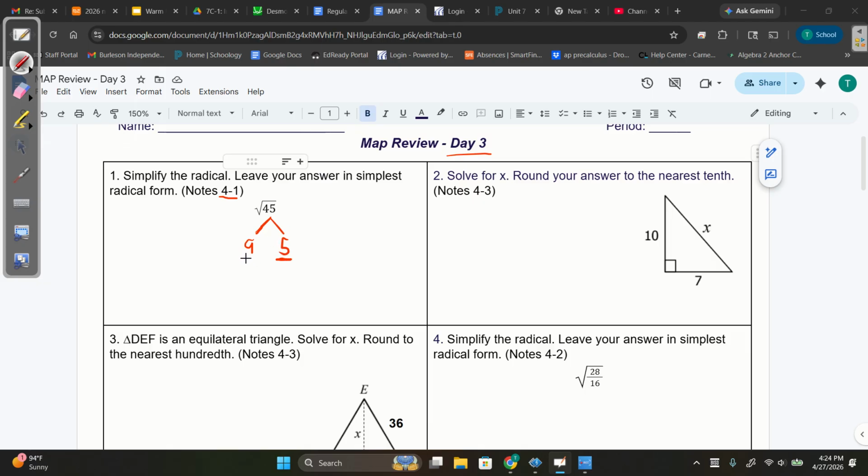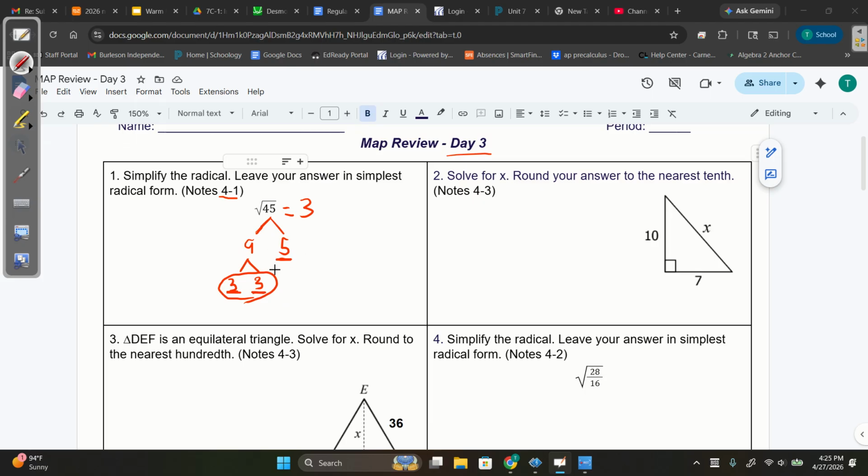But 9 can keep getting divided. 9 can be broken up into 3 times 3. Both of those are prime, so I underline it. At this point, I have nothing else left to factor. So now I ask myself, do I have any pairs? If I have a pair of numbers, I can take them out in groups of 2. So I have a pair of 3s right here. Because I have a single pair of 3s, I can take a single 3 out of my radical.